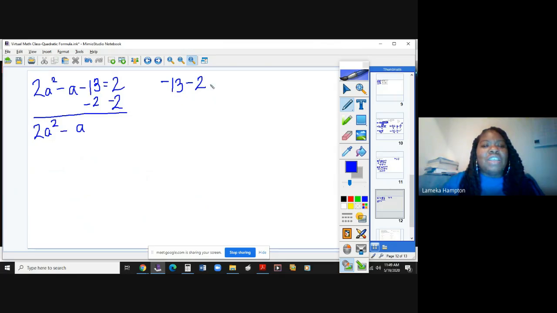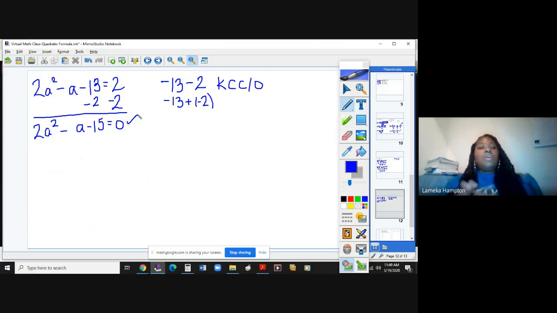All right. So just remember, this is subtracting integers. So that means we're going to do our keep, change, opposite rule, however you learned it. Okay. So we have 13 plus negative 2. And that is going to equal a negative 15. And of course, 2 minus 2 gives us 0. So this is the equation that we are going to use for our quadratic formula.